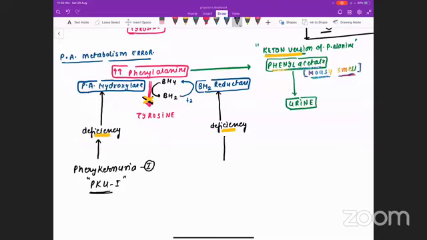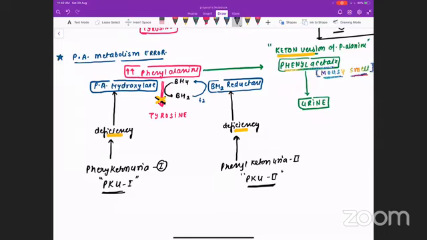Whereas if there is deficiency of BH2 reductase and that is leading to ketonuria, then it is called phenylketonuria type 2, PKU2. So whether it is PKU1 or PKU2, ultimately the consequences are going to be the same. This is just the etiology that is making the difference in PKU1 and 2.